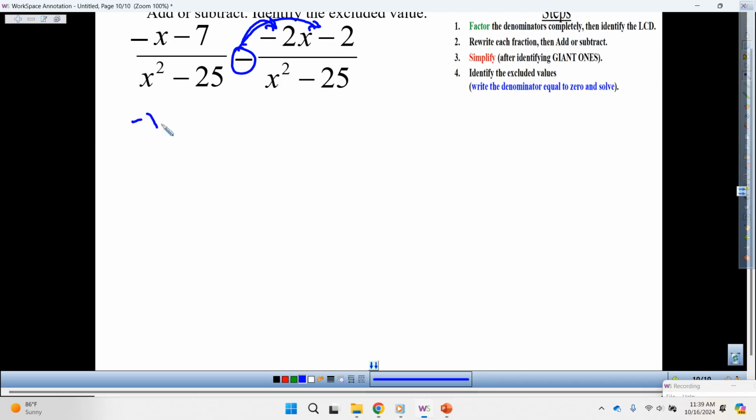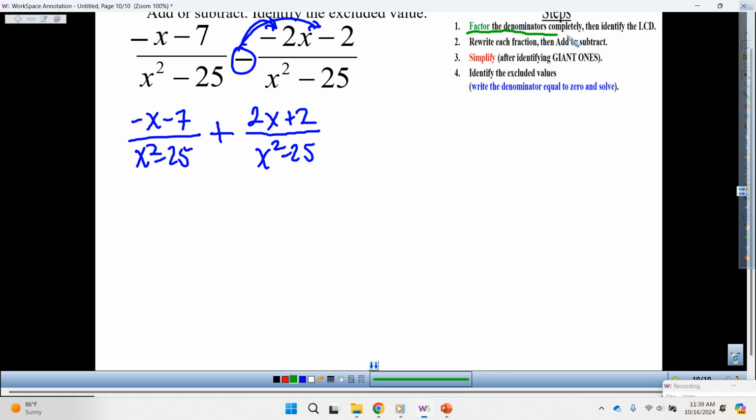The first fraction, negative x minus 7 over x squared minus 25. Then what do I write here? Plus over, plus 2 over. So far so good, yes? All right. Let's go to factoring.